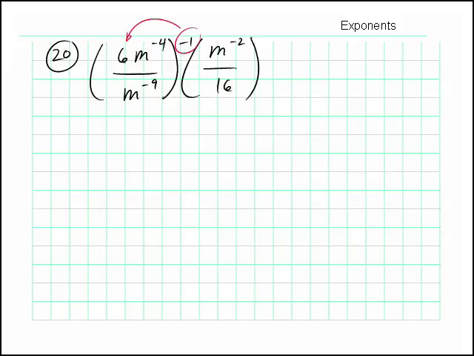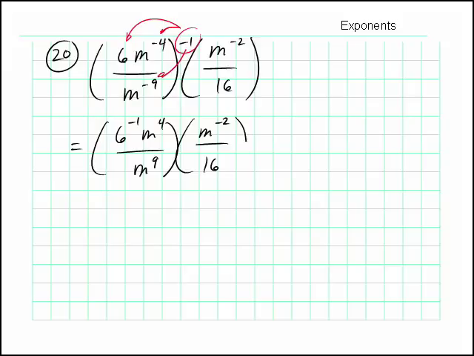So this is 6 to the negative 1. That's going to be m to the positive 4. You multiply your exponents, and then likewise down there. So this becomes 6 to the negative 1, m to the positive 4 over m to the positive 9. And that's times m to the negative 2 over 16. Okay, there's various other ways to do this. This is one of them.